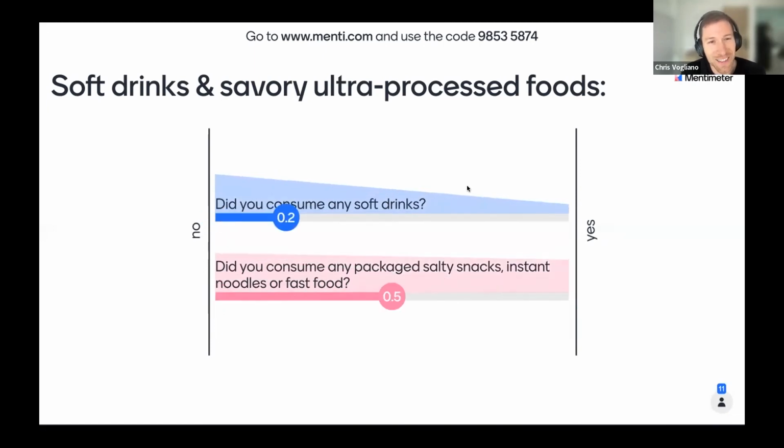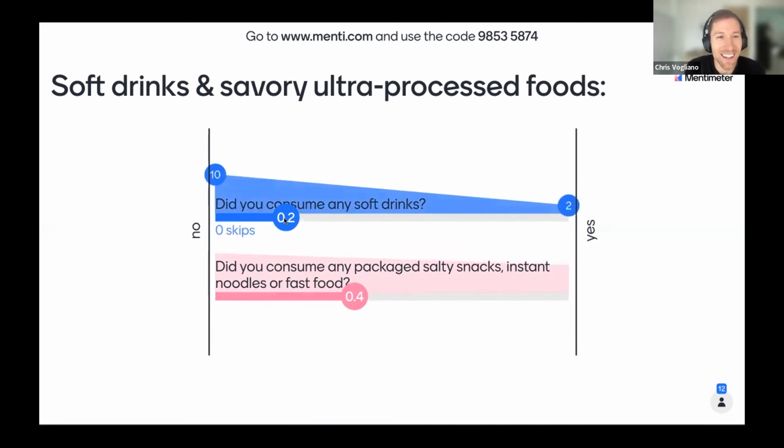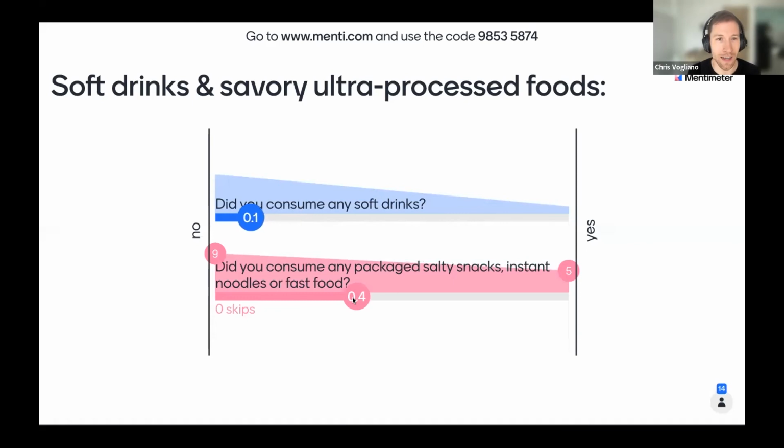Not so surprising on the soft drinks. 9 said no, 10 said no, 2 said yes, 8 said no on the packaged snacks and instant noodles, and 5 said yes. Yeah, this is definitely not the average, would not be the average answers for the general population. We're a bit of a biased group here.